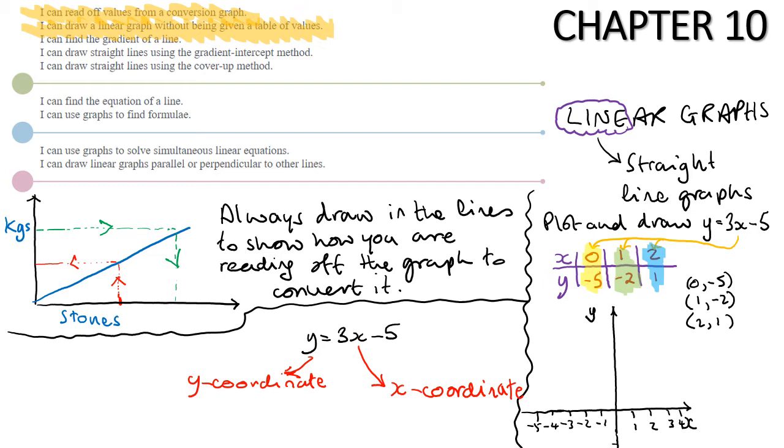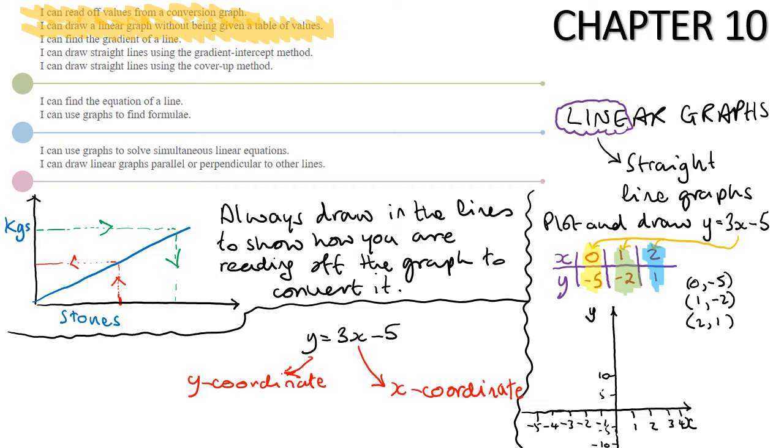Let's do -10, -5, 5, 10. So I've got a slightly different scale on the y-axis. Let's see how we go. Obviously your grid will be much bigger than this.